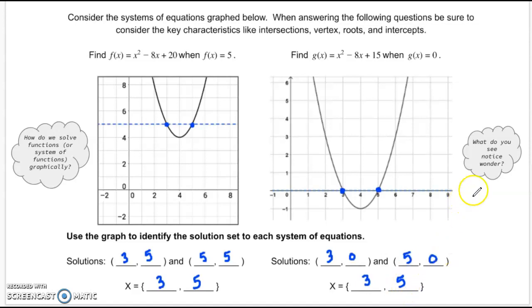Okay, so all right, what do you guys see, notice, and wonder? This might be another good point. Now we're all caught up. Hopefully your answers are checked. Take a minute, write down some things that you see, notice, and wonder. Pause the video, come right back.